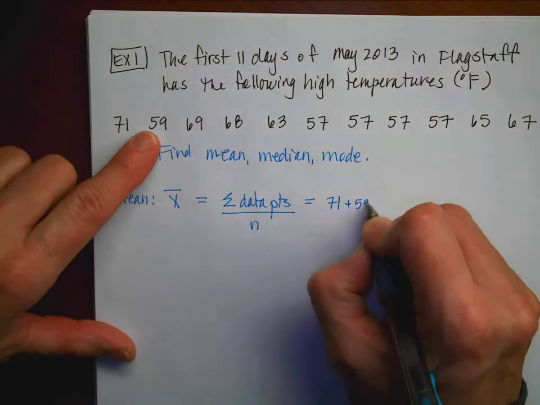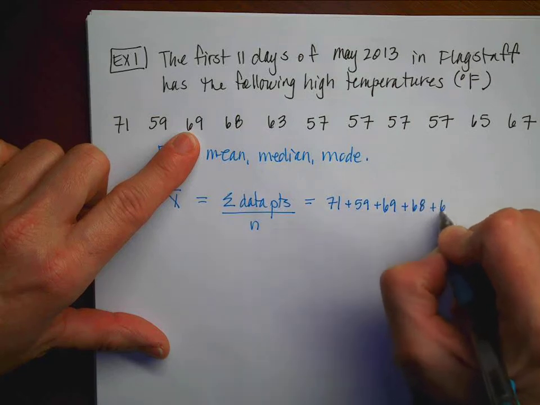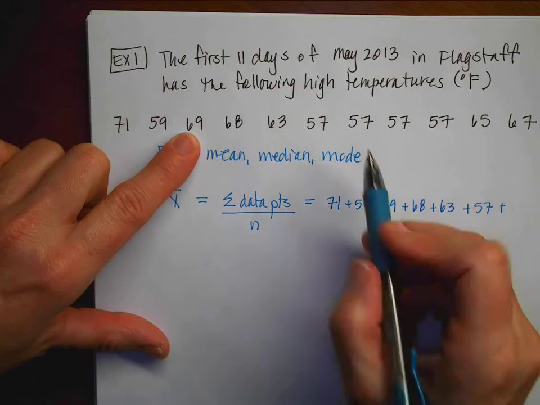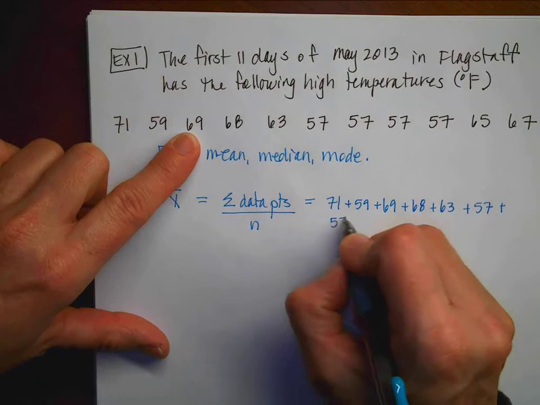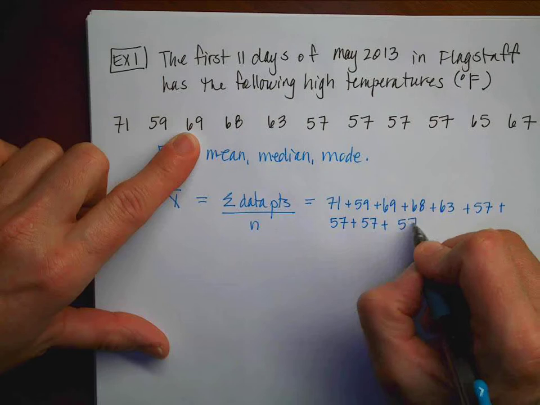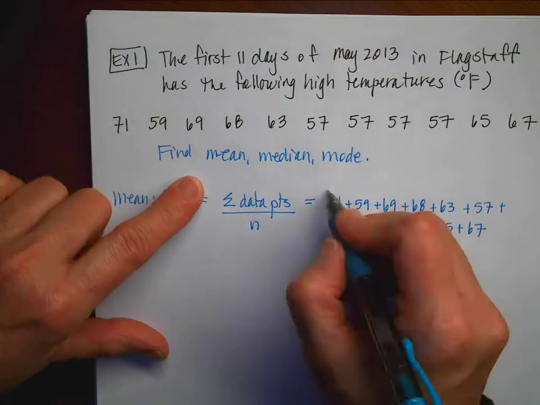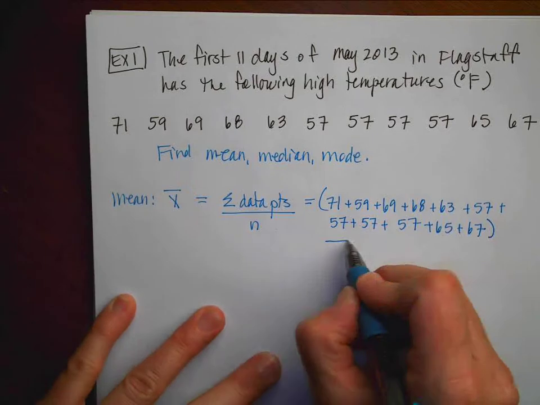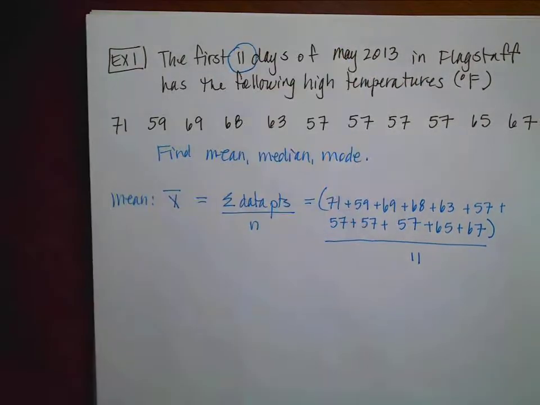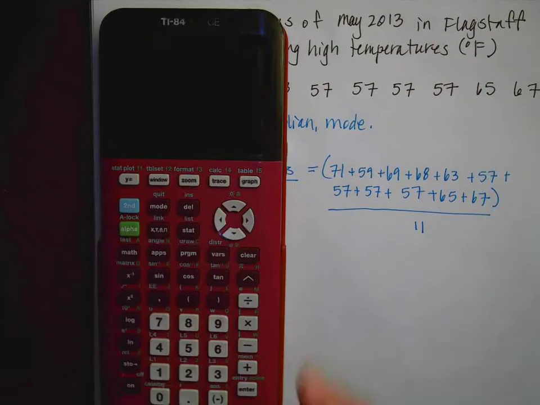up. So I would do 71 plus 59 plus 69 plus 68 plus 63 plus 57, and then there are 4 57s, so 57 plus 57 plus, that's 3, there's the 4, then I add the 65, the 67, and I'm going to put parentheses around that, and then I would divide that by 11, because it told us that there were 11 numbers, and then I could count to make sure.